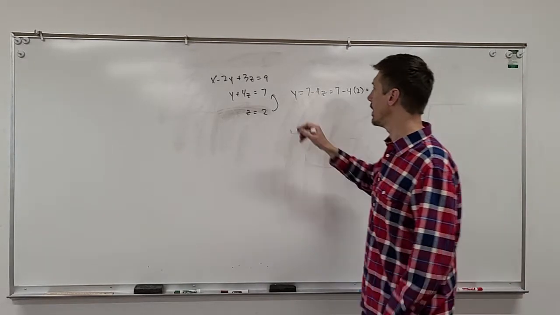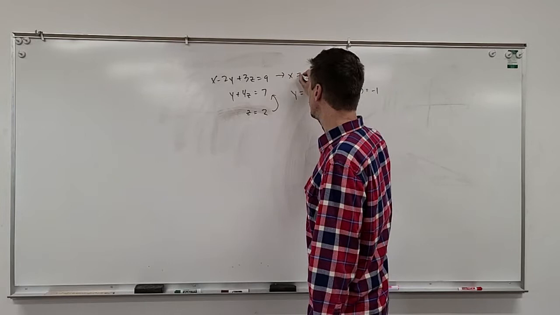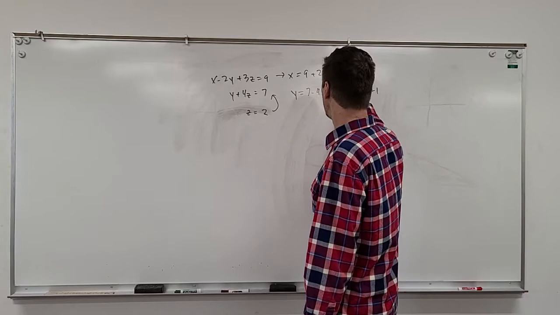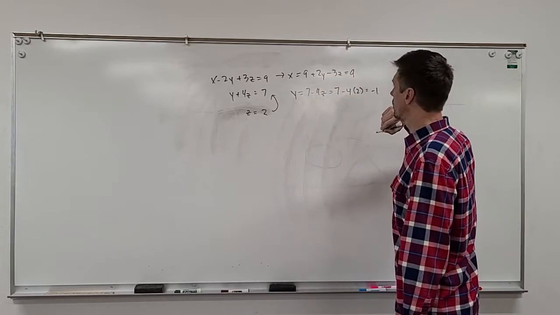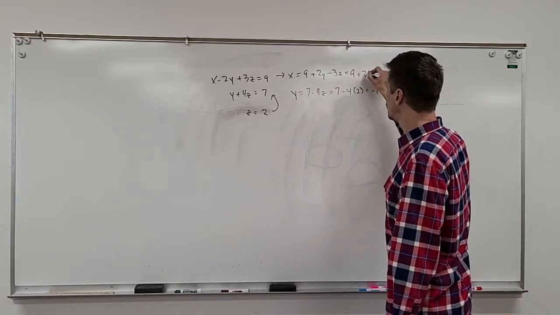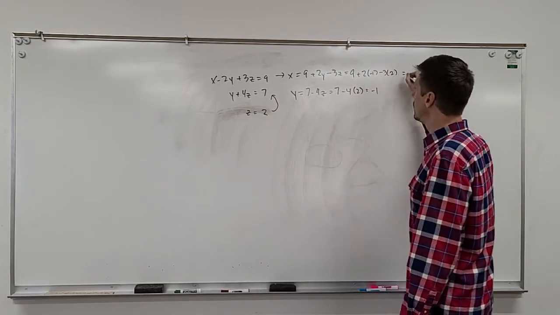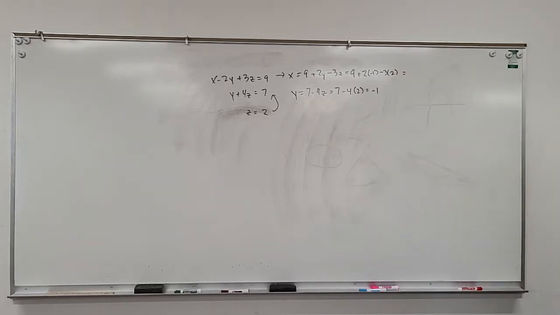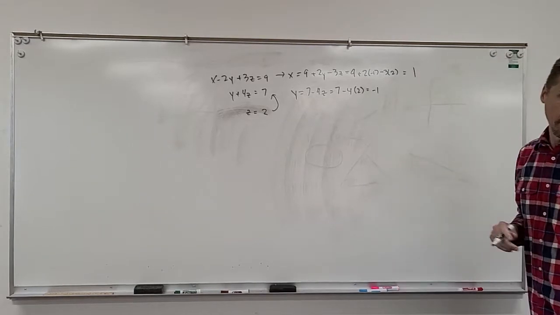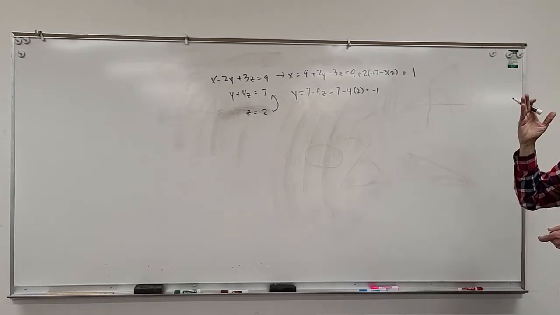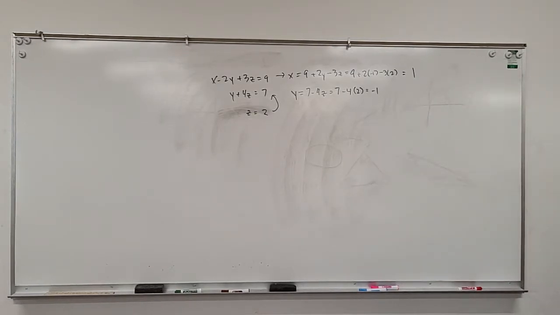And then for that top equation, I can rearrange and say x is equal to 9 plus 2y minus 3z. Plugging in all the values I've now calculated for z and y, 9 plus 2 times negative 1, minus 3 times 2, so that's 9 minus 2, which is 7, minus 6, so this is going to be 1. So we calculated the value for x to be 1, the value for y to be negative 1, and the value for z to be 2.